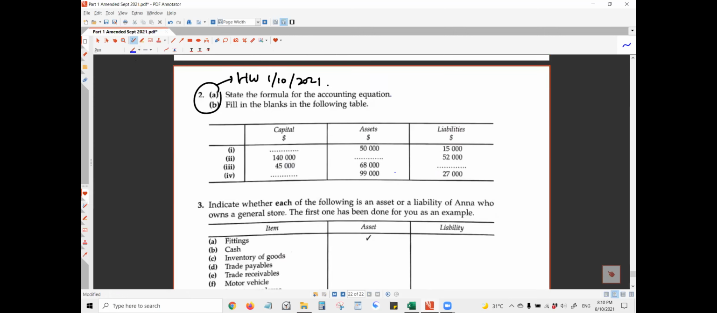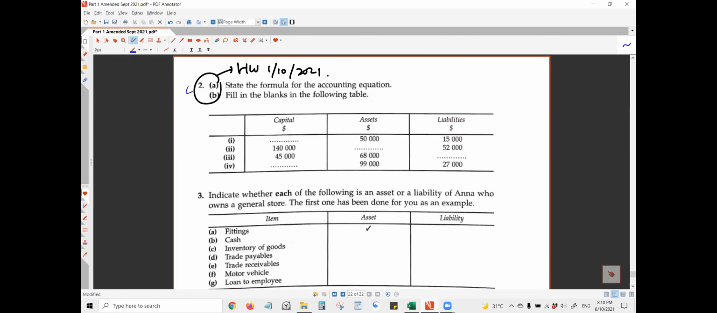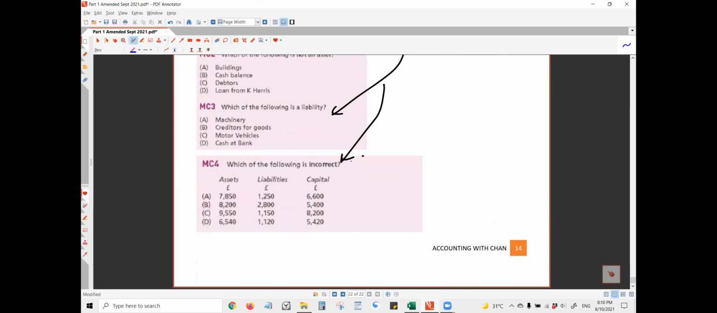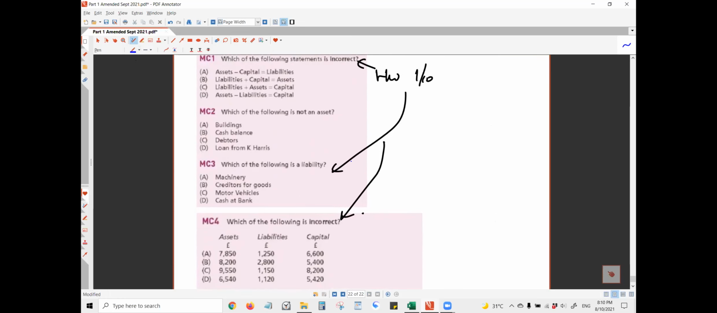Page 14. Here also the same thing. I let you mark on your own when I send over the answers to you. And then page 14. Here you have a couple more questions. They are very repetitive here once again.